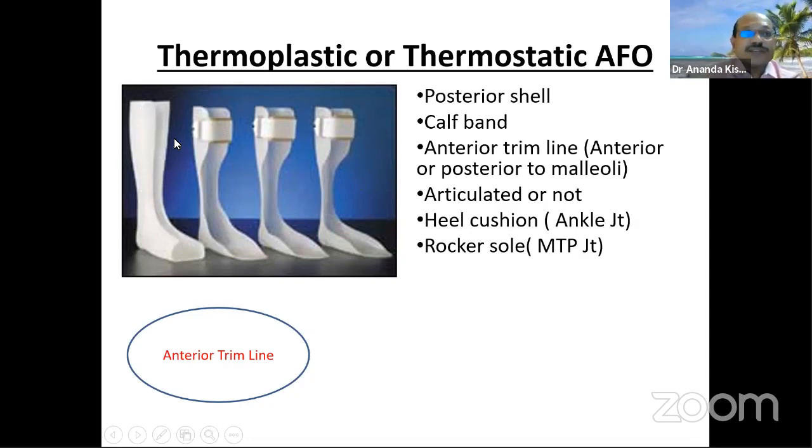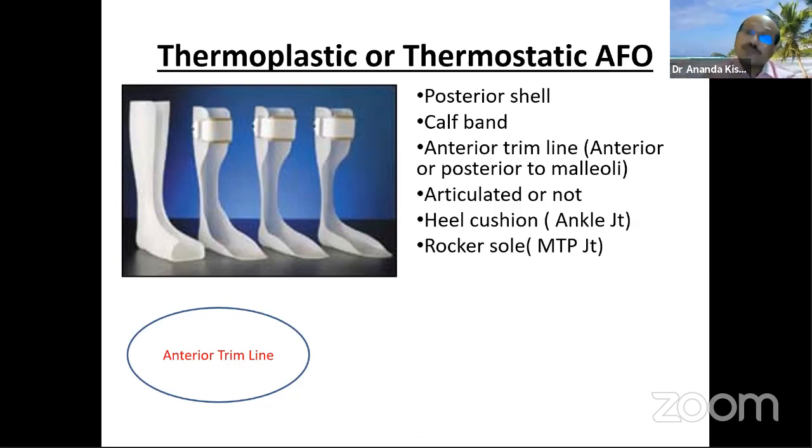See, what is the difference? The anterior trim line gradually becomes reduced, from this area to this area. Now, what is the difference in the anterior trim line from this design to this design? If only the ankle joint is affected, then this type of modern ankle foot orthosis is used. These are non-articulated. There is no articulation. Both the malleoli are anterior to the anterior trim line, so there is no control of the subtalar joint.